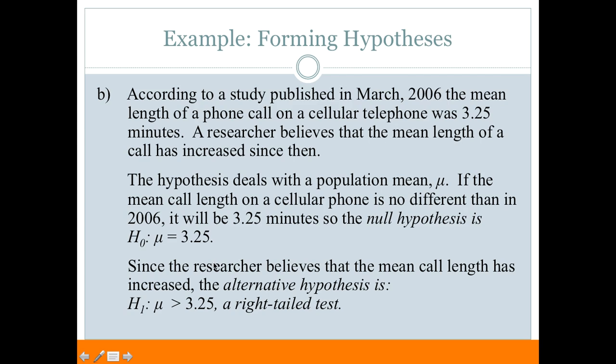Now it says that the researcher believes that the mean call length has increased. So he thinks that it's higher. So our alternative hypothesis is going to be that mu is greater than 3.25. Now if you remember greater than, that is called a right-tailed test.